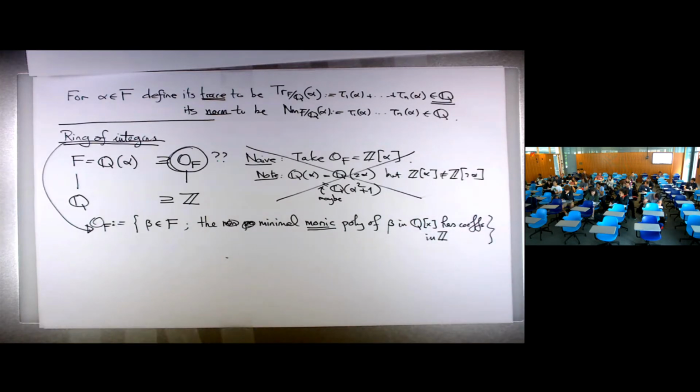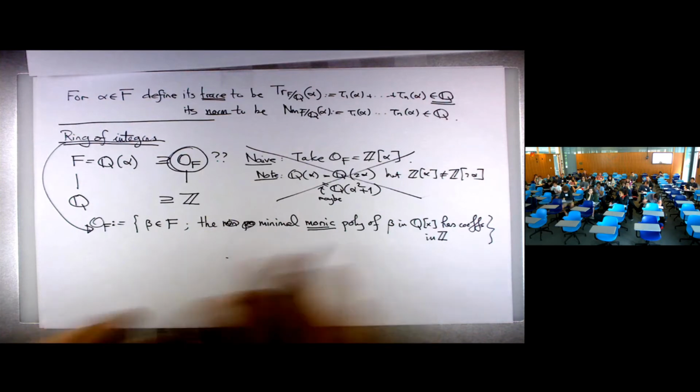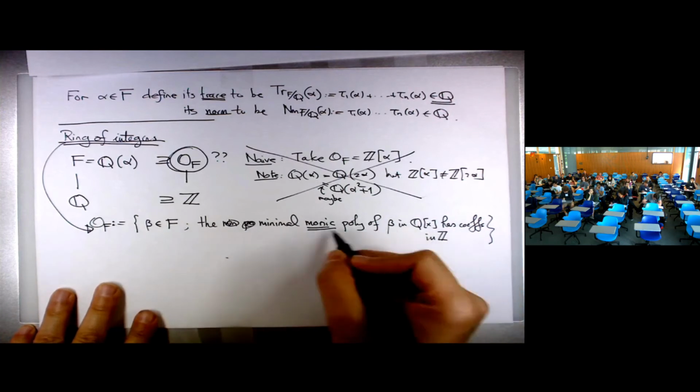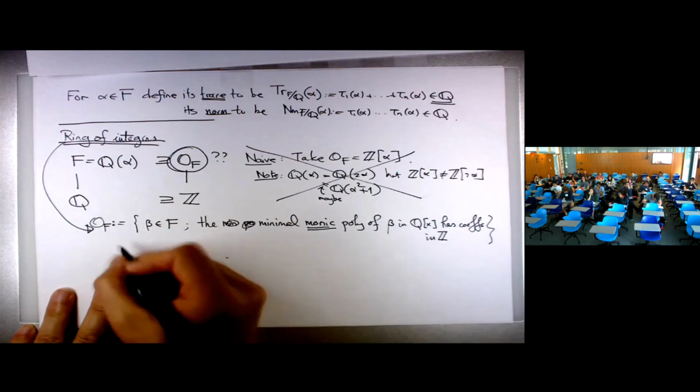So for an element beta in F, with a certain element, you can always find a polynomial of minimal degree such that beta is a zero of that polynomial. And you can always normalize the polynomial so that the leading coefficient is 1. I want to do that so that at the end of the day, if beta is in the ring of integers, then the minimal polynomial of that has coefficients in Z.